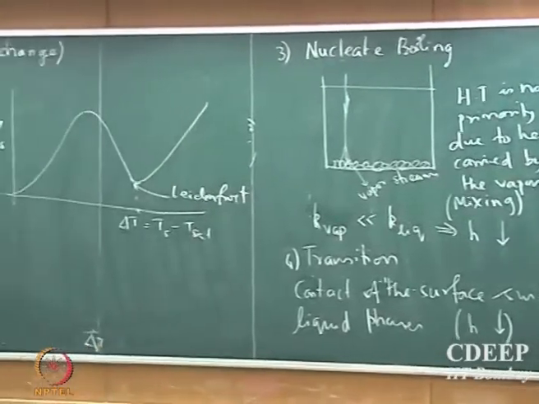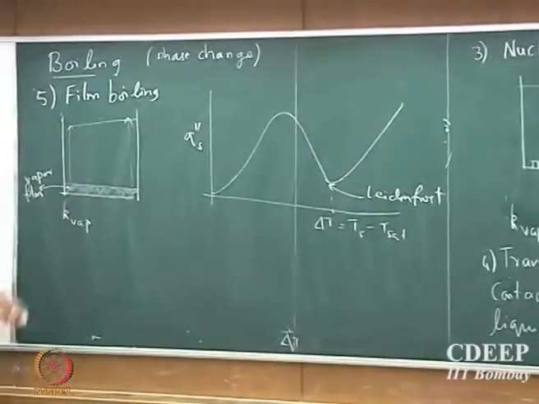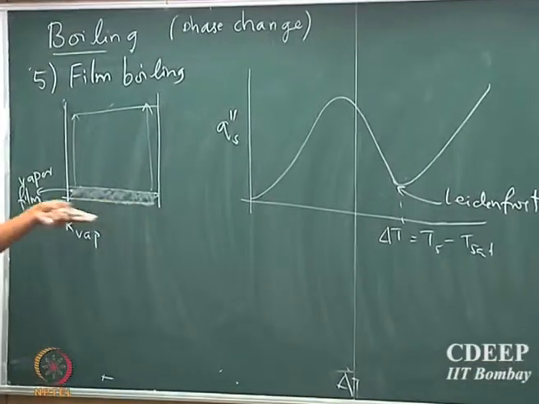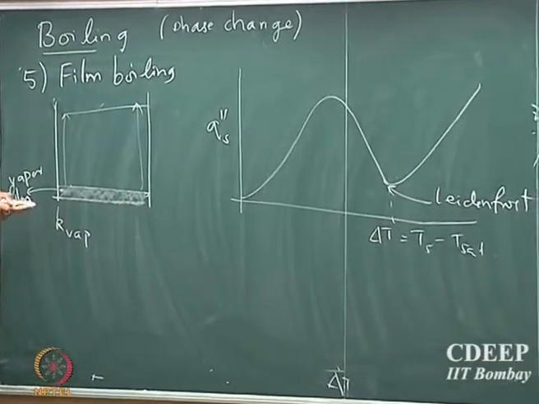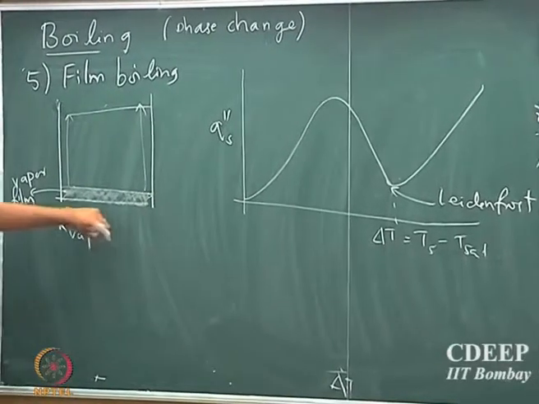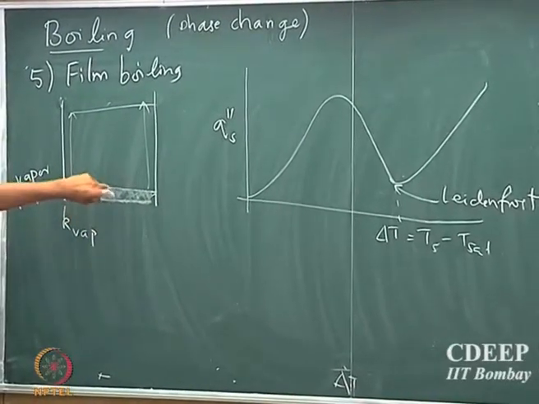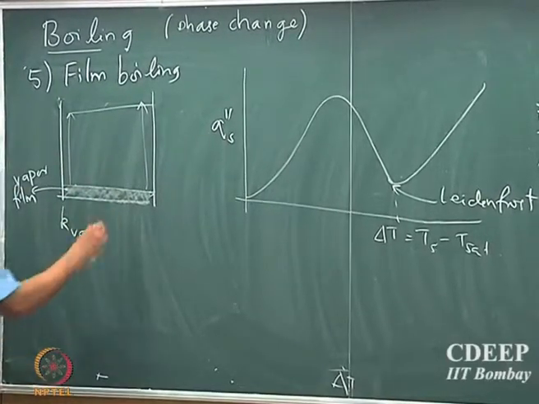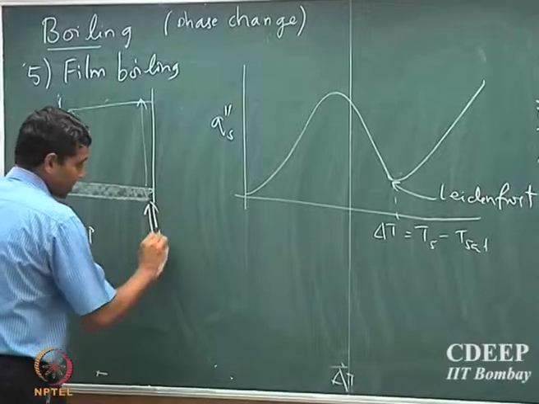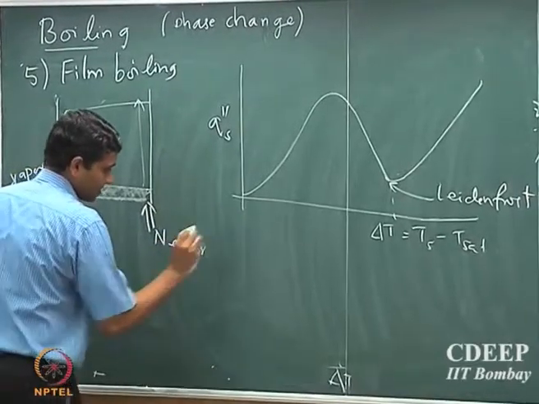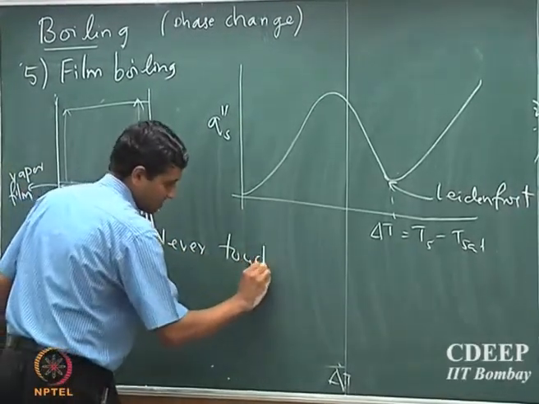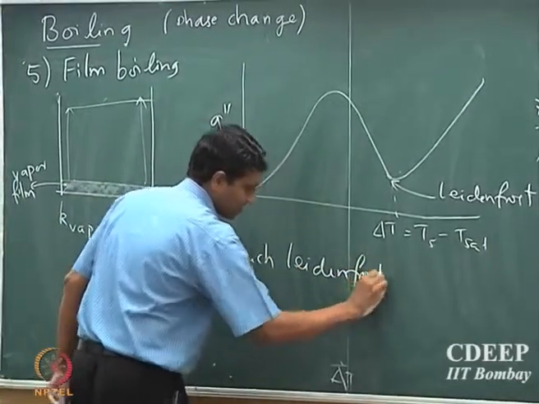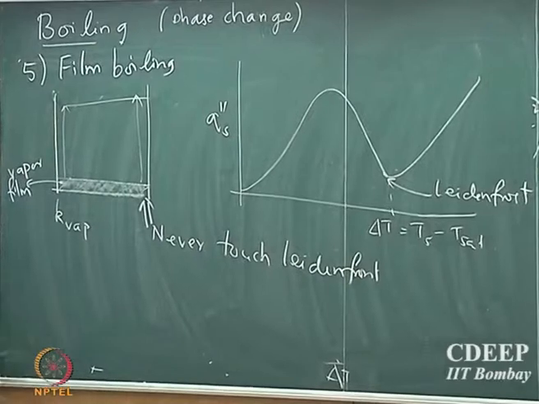So, usually you never want to reach this stage. Most of the times when you heat water, you never want to reach this stage of having a film at the bottom, because the film temperature difference can be significantly higher. It is not the most favorable condition. So, you never want to reach this stage. So, you never touch the Leidenfrost point.